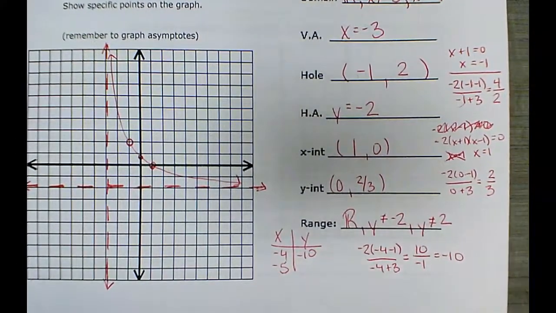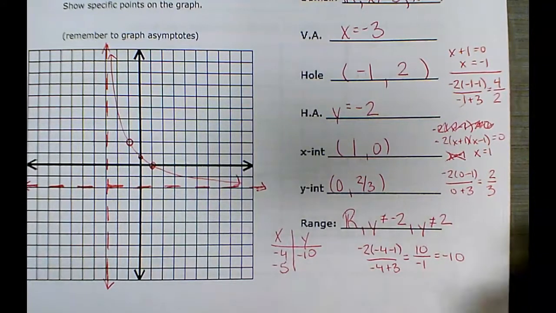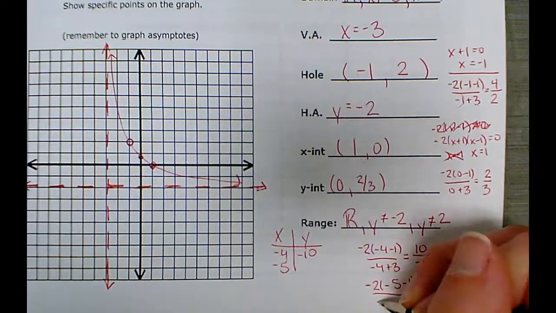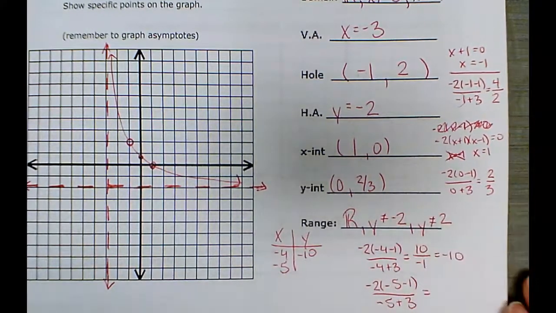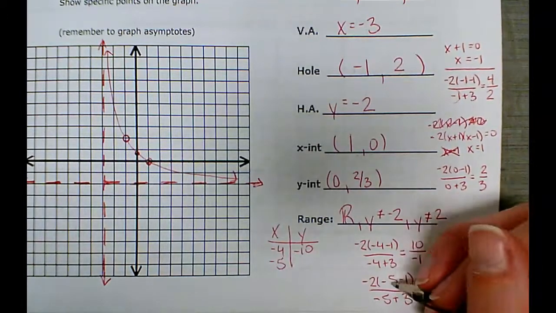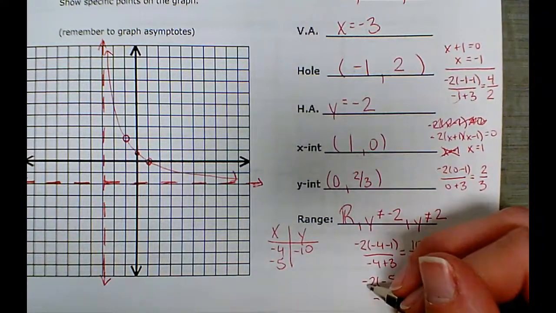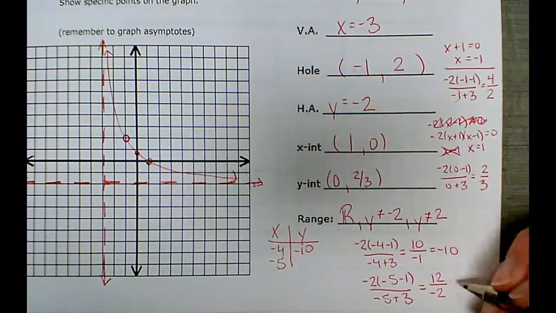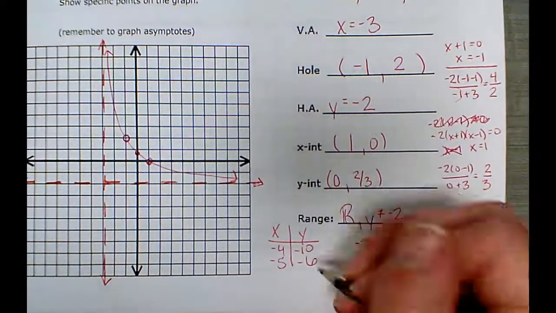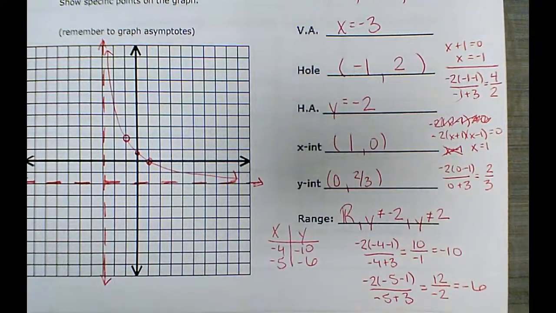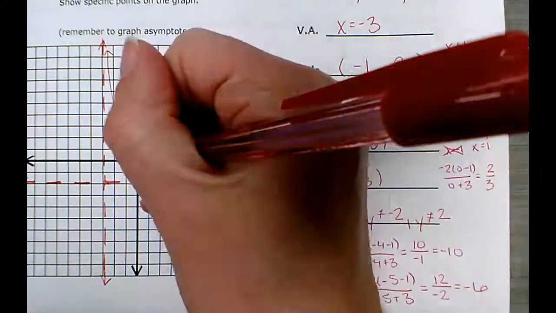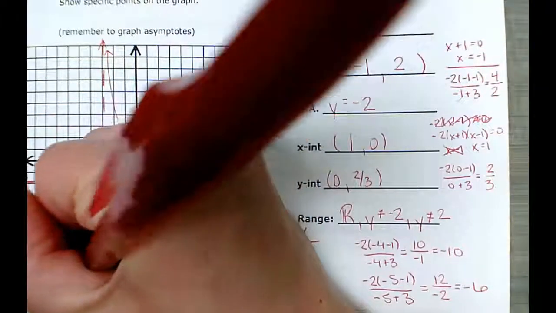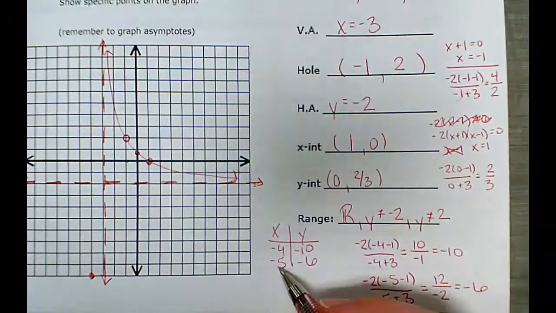And then I'm going to use negative 5 for my x value, so I'm substituting that into my equation. Negative 2 times negative 5 minus 1 over negative 5 plus 3. Negative 5 minus 1 is negative 6. Negative 2 times negative 6 is 12. Negative 5 plus 3 is negative 2, so we simplify, we get negative 6. So these should be 2 points that are on my graph. Negative 4, negative 10. And negative 5, negative 6.